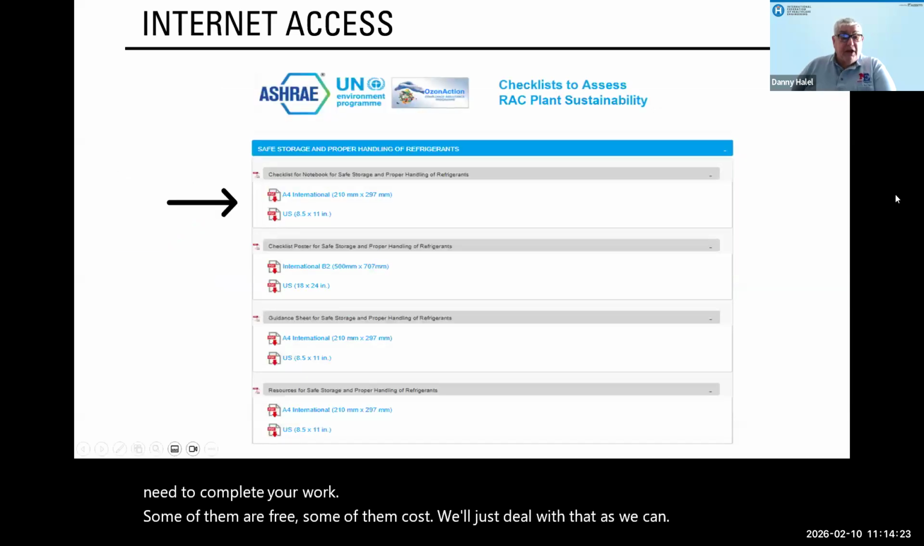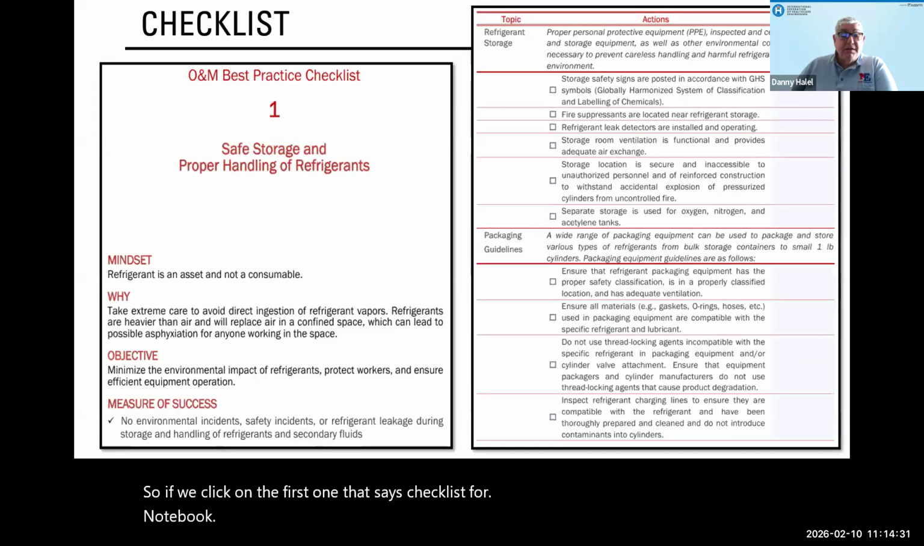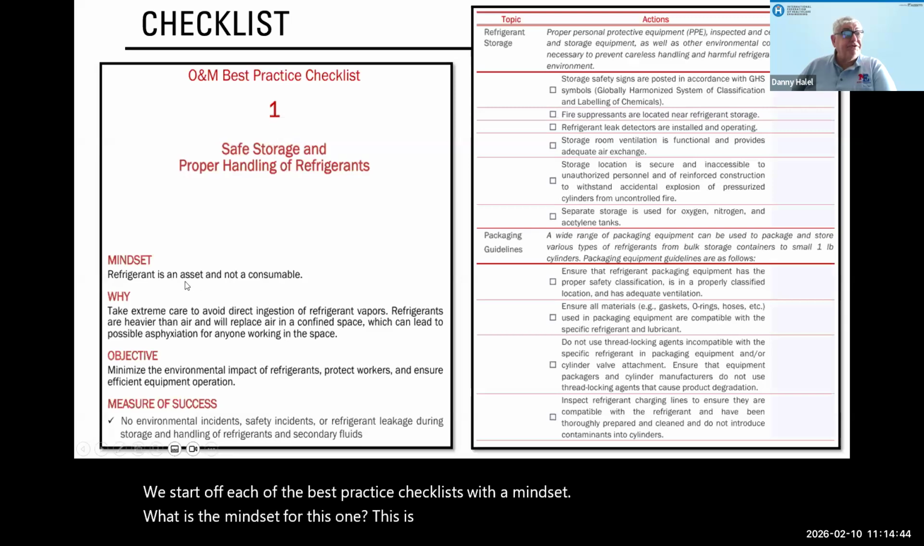So if we click on the first one that says checklist for notebook, this is what the checklist looks like. We start off each of the best practice checklists with a mindset. What is the mindset for this one? This is safe storage and proper handling of refrigerants. It is refrigerant is an asset, not a consumable.